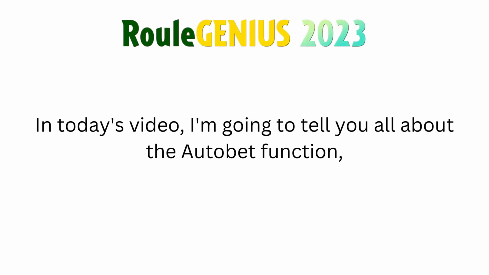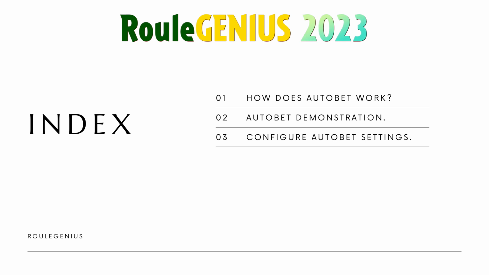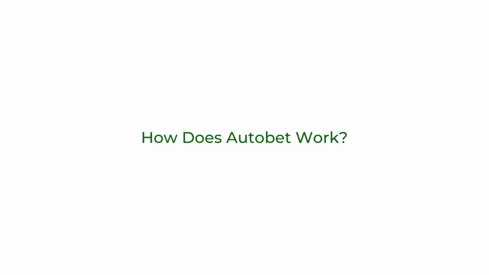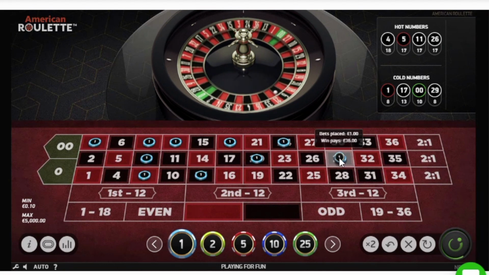In today's video, I'm going to tell you all about the Autobet function in the RouleGENIUS app. We're going to cover how does Autobet work, then I'm going to demonstrate the actual Autobet function for you, and then we're going to configure our own Autobet settings so you know how to do this in the future. How does Autobet work? This option helps to put faster bets on the given predictions.